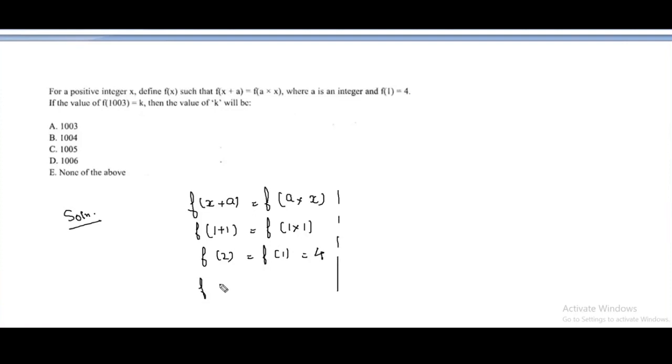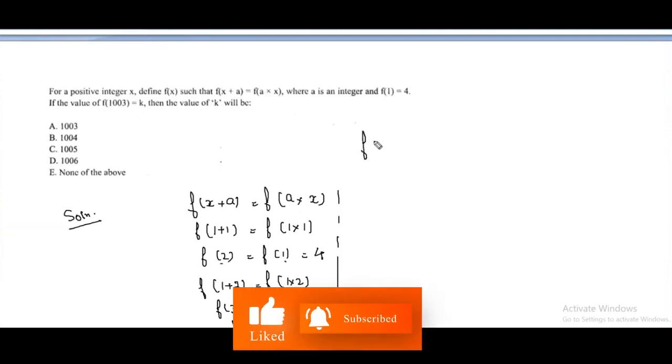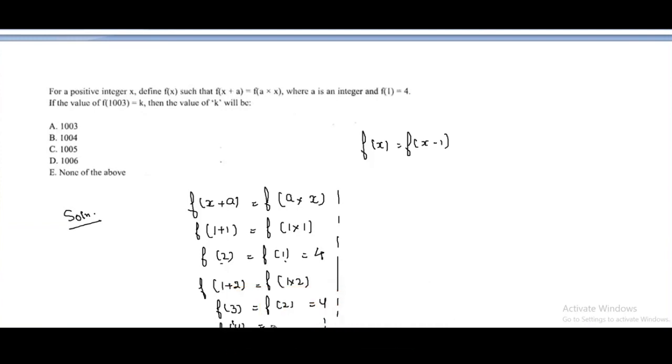Similarly, can I get the value of f of 3? F of 3 is same as f of 2. F of 2 is 4, so f of 3 will also be 4. And so on. As you can see here, f of x is coming out to be f of x minus 1. So even if I get f of 4, that will be equivalent to f of 3, and that will also be equal to 4. So every value of the function is coming out to be 4. So even if I find f of 1003, that is equal to 4.